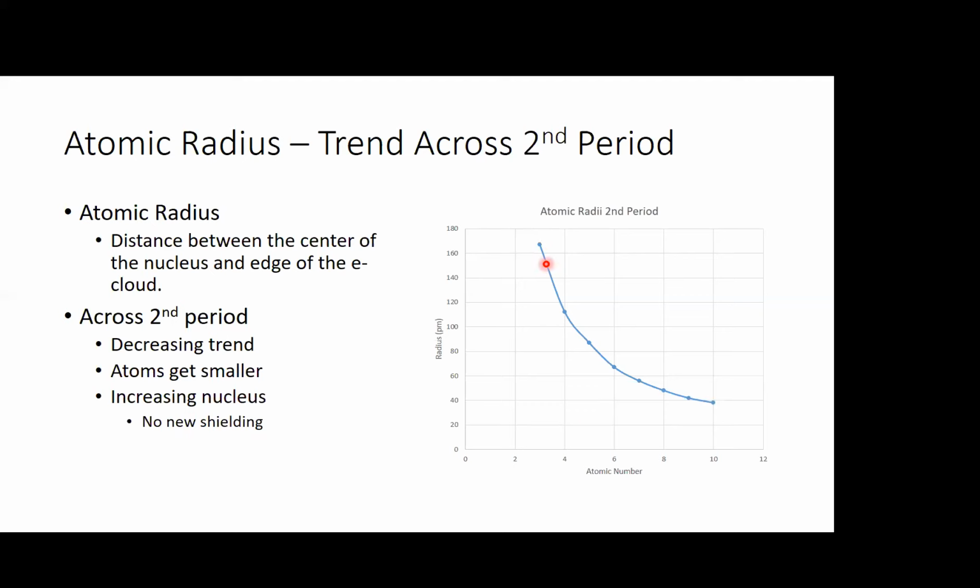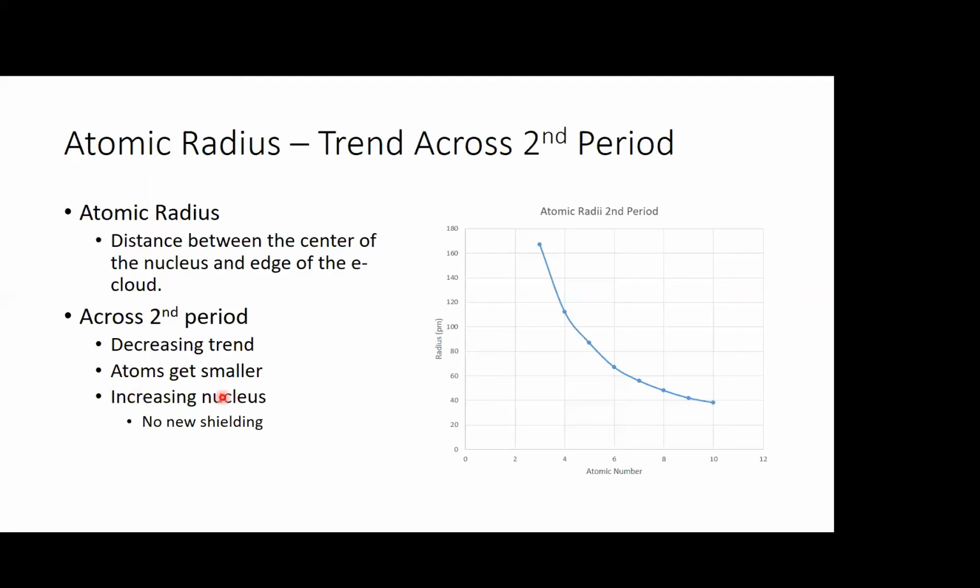We notice that there is a downward trend in atomic radius. It's not a linear trend, but it's downward. That means the atoms are getting smaller as we go from left to right across the periodic table. The reason is that the nucleus keeps getting bigger and more positive, and it keeps drawing those electrons in. Remember, the distance we're looking at is from the nucleus to the edge of the electron cloud. So if the nucleus is getting more positive, the electron cloud is drawn in towards it, so it keeps getting smaller.